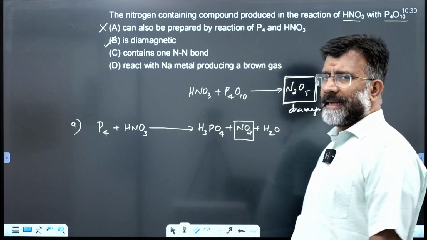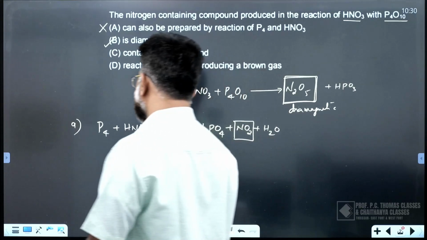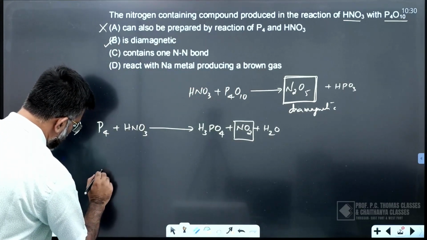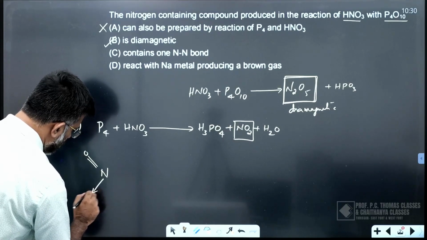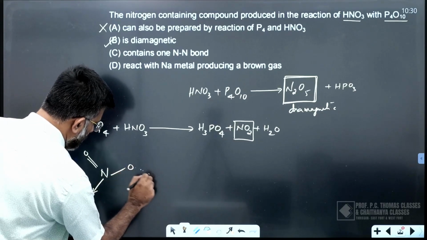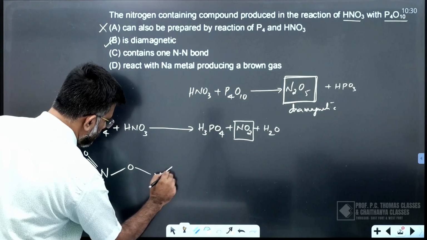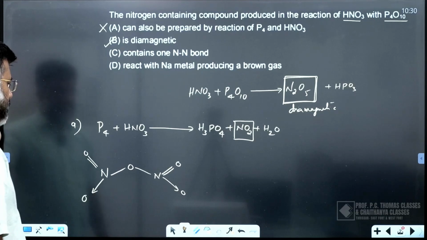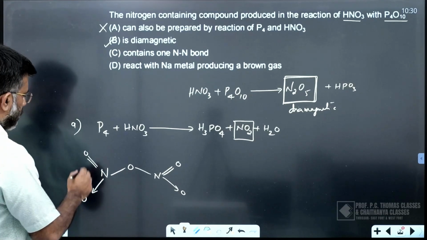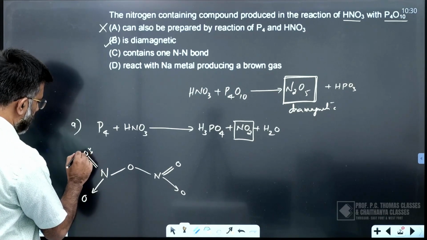Because it doesn't contain any unpaired electron. Look at the structure of N2O5. This is the structure of N2O5. You can have two resonating structures. Anyway, this is the one structure where you can find the lone pair of electrons like this.